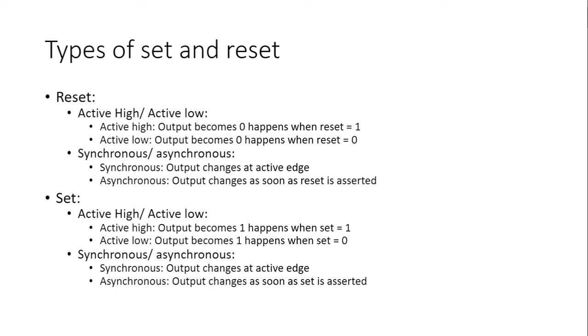Now, coming to types of set and reset, we can have active high reset or active low reset. Active high means the output will become 0 when reset equals 1, and active low reset is when the output becomes 0 when the reset is 0.